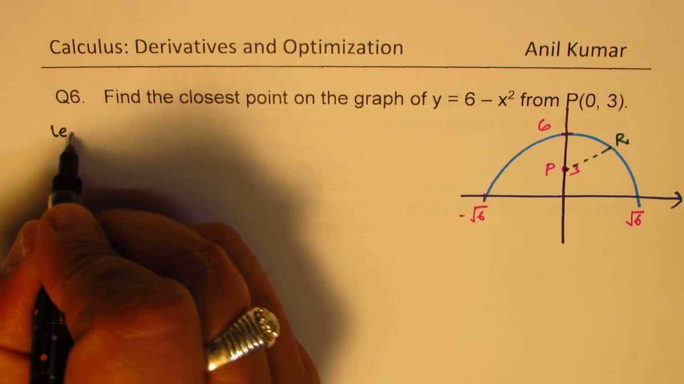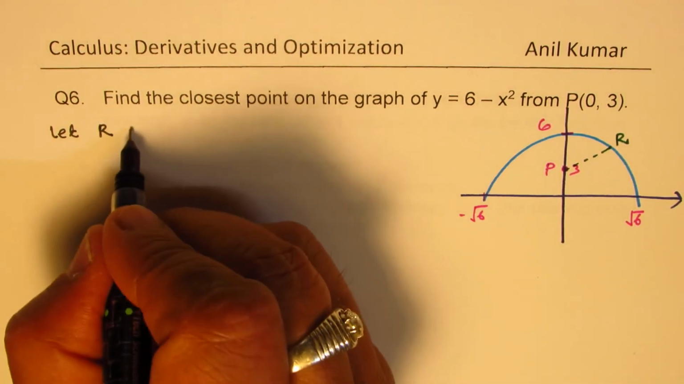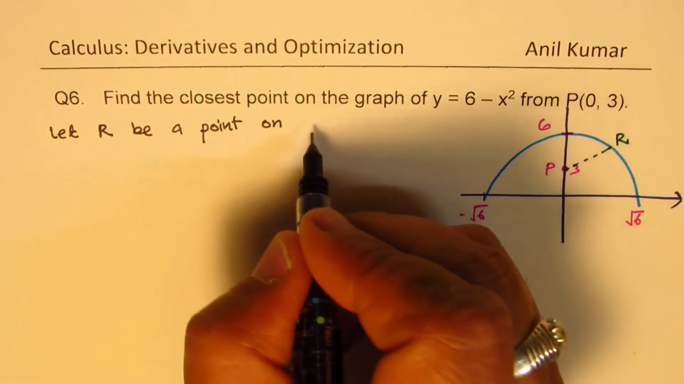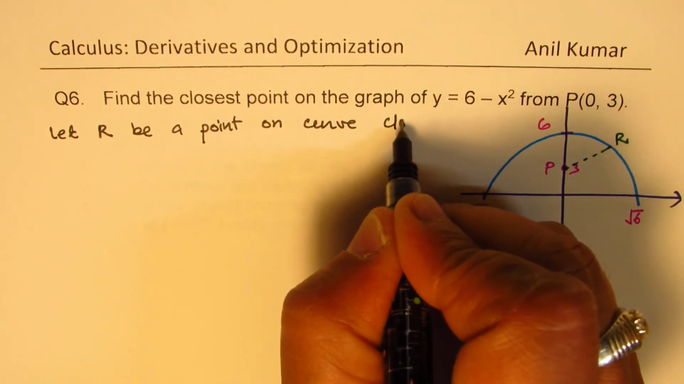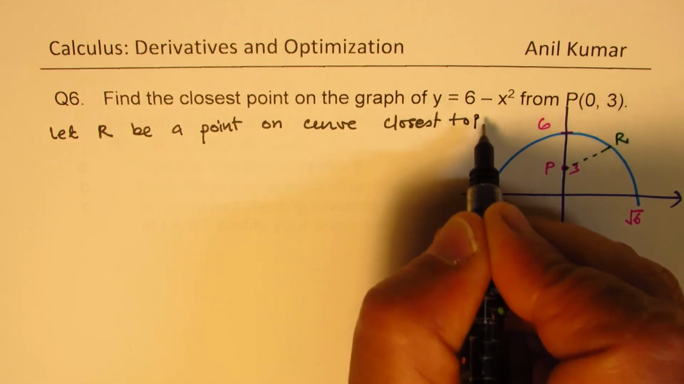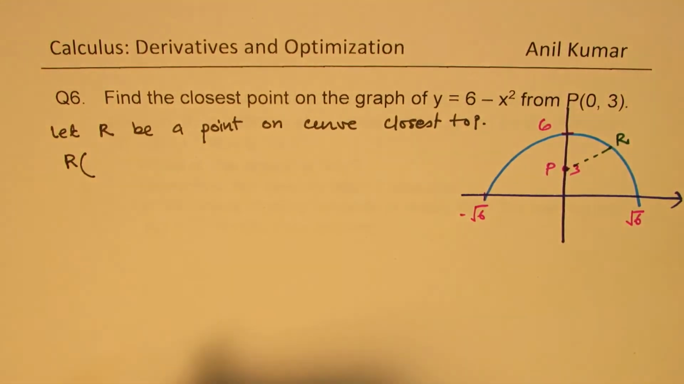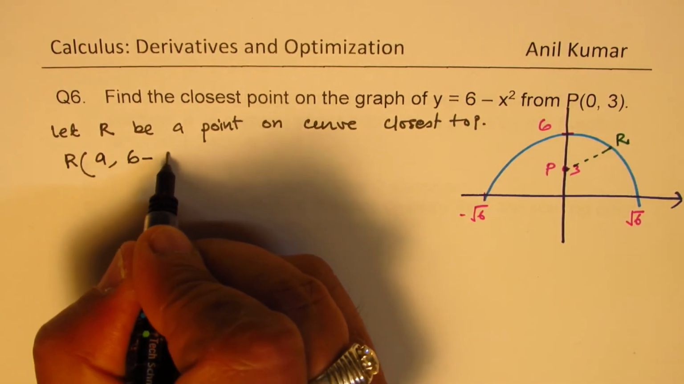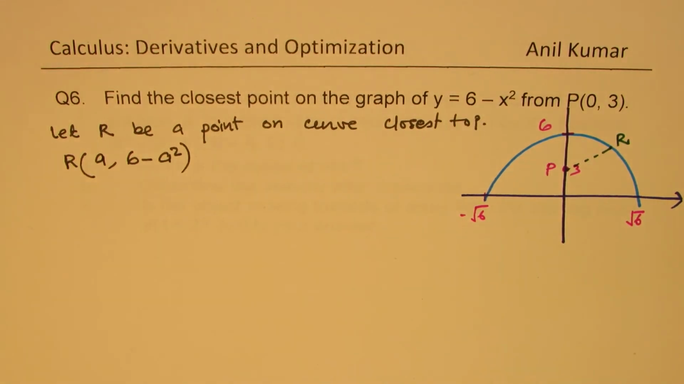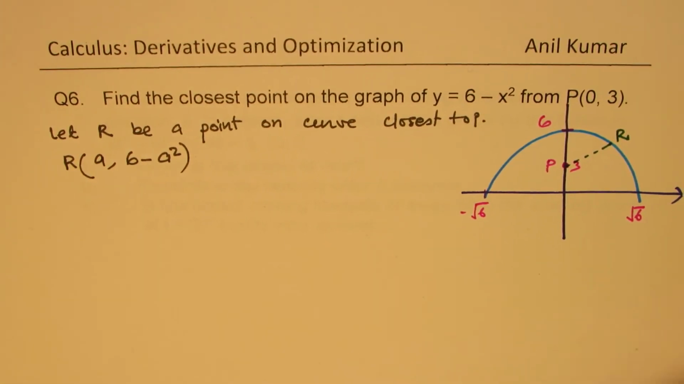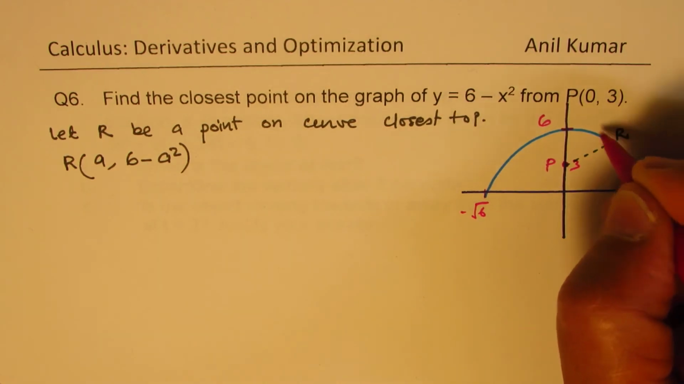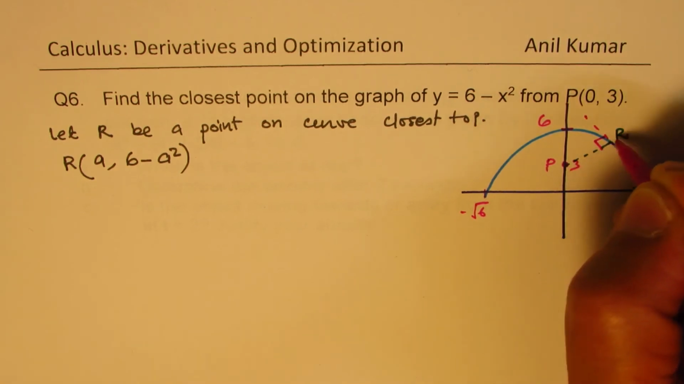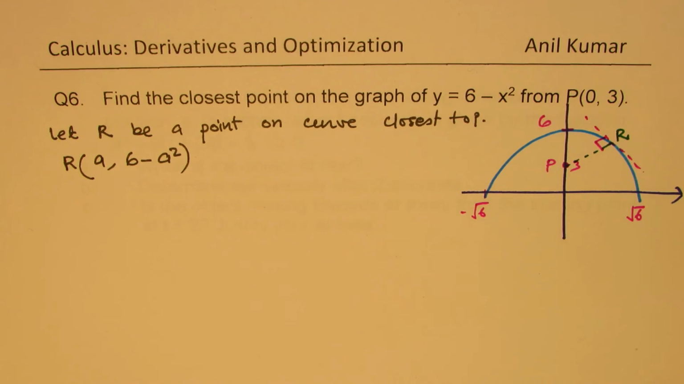Let R be a point on the curve closest to P, right? In that case, the coordinates of R will be what? If I take the x value as a, then the y value will be 6 minus a squared, correct? Now, we also understand that if I draw a tangent, then these two should be perpendicular. It should be normal to the tangent for the closest point, right?